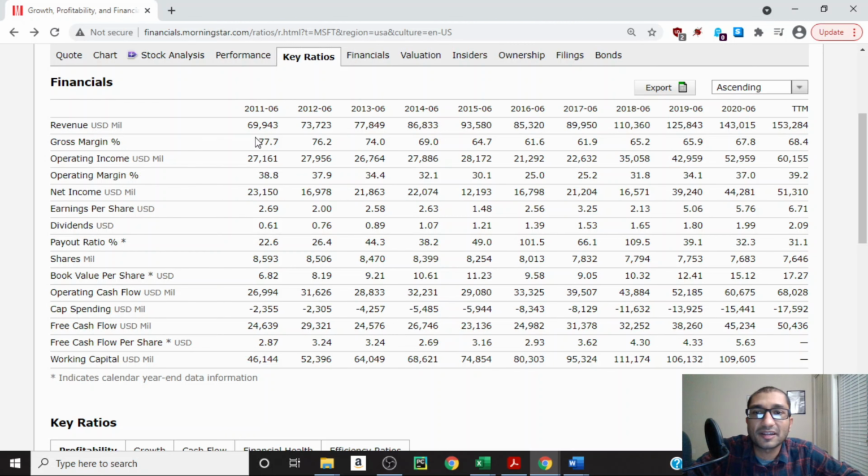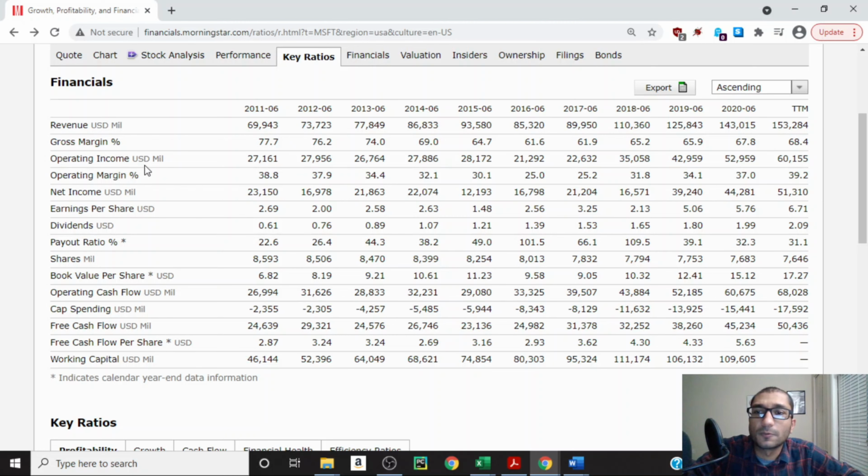Back in 2011, Microsoft's revenue was about $70 billion. For the year 2020, it was about $143 billion. And for the trailing 12 months, it's about $153 billion. Over the past 10 years, Microsoft's revenue has been trending upwards. Next is the operating income.